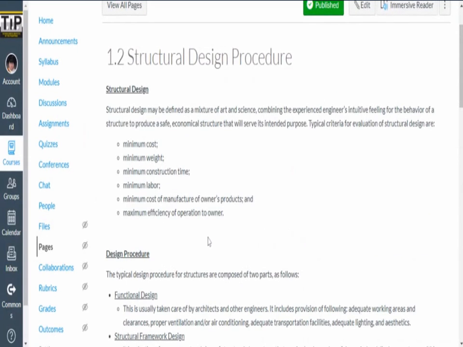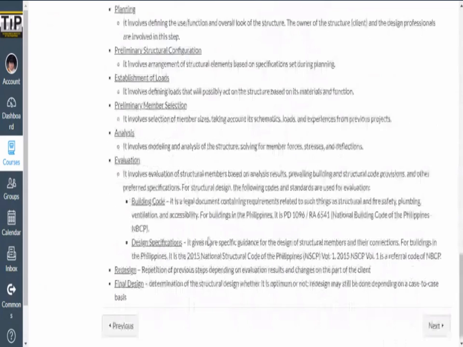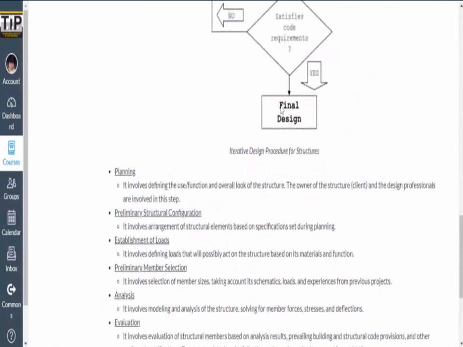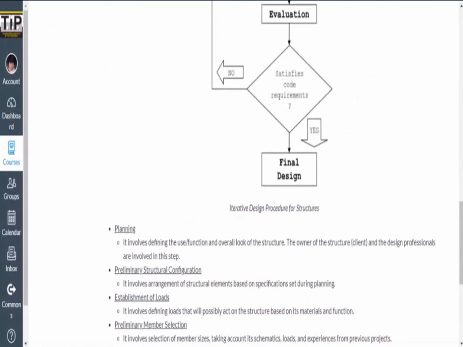Okay? So that is the iterative design procedure for structures. So do you have any questions so far?